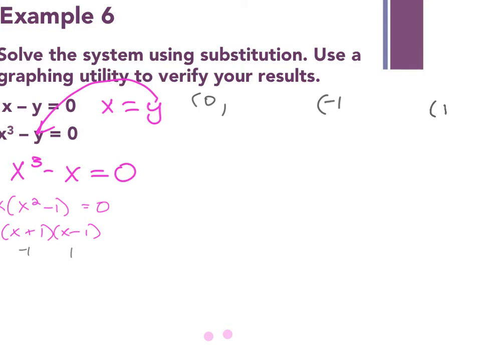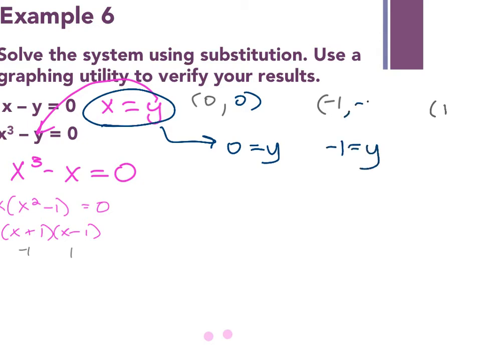The easy part about this is the plugging in, right? So I'm going to take this one. So if x is 0, then y is 0. If x is -1, then y is -1. And if x is 1, then y is 1. So we think that when we graph this, we're going to get these 3 points, okay?